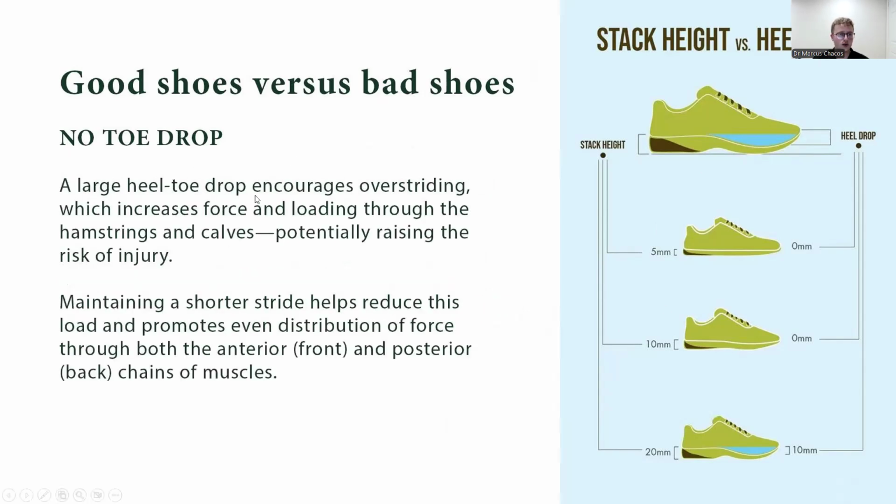So a large toe drop encourages overstriding, which increases force, meaning you're going to have a larger step, which increases force and loading through the hamstrings and calves, which can potentially raise the risk of injury. So maintaining a shorter stride helps reduce this load and promotes even distribution of forces through both the anterior, so the front, and the posterior, the back chain of muscles, which means that if our foot is level, we can make sure that muscles are being loaded normally. If we have it elevated like this, then we know the calves and hamstrings are going to be working a lot harder because that's the position they're going to be firing the most in.